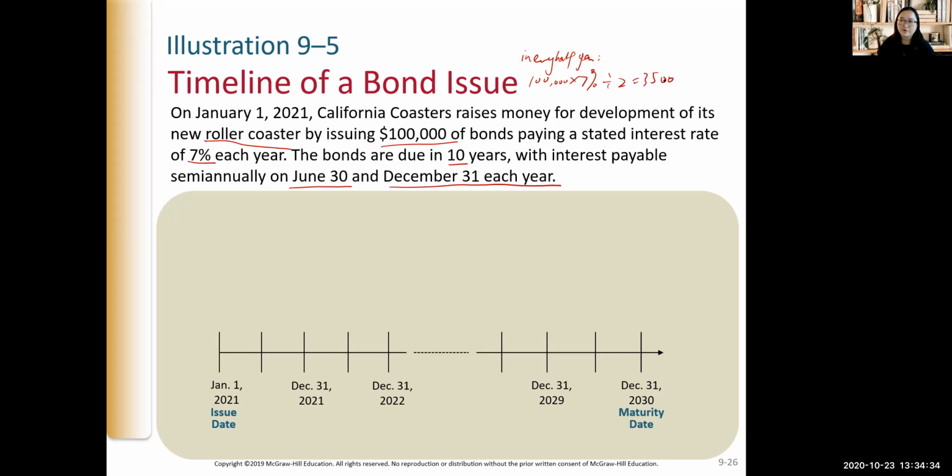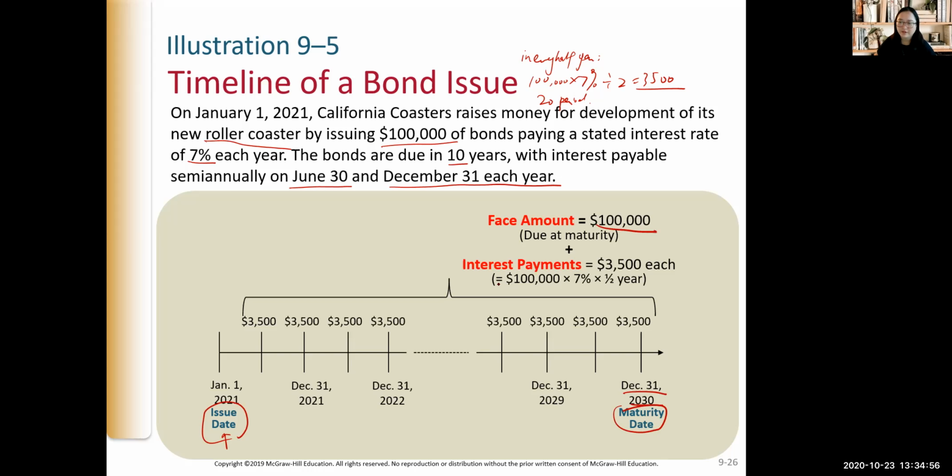Okay, and then you're going to do that for how many periods? 20 periods, right? So if I draw a timeline, it starts with January 1st of 2021, which is the issuing date, till 10 years later, which is December 31st, 2030, maturity. And the face amount is $100,000, right? And the interest payment is $3,500 each half year. So basically, what we wrote is 100,000 multiplied by 7%, divided by 2, semi-annually. So you're going to pay 20 times $3,500 over the life of the bond.